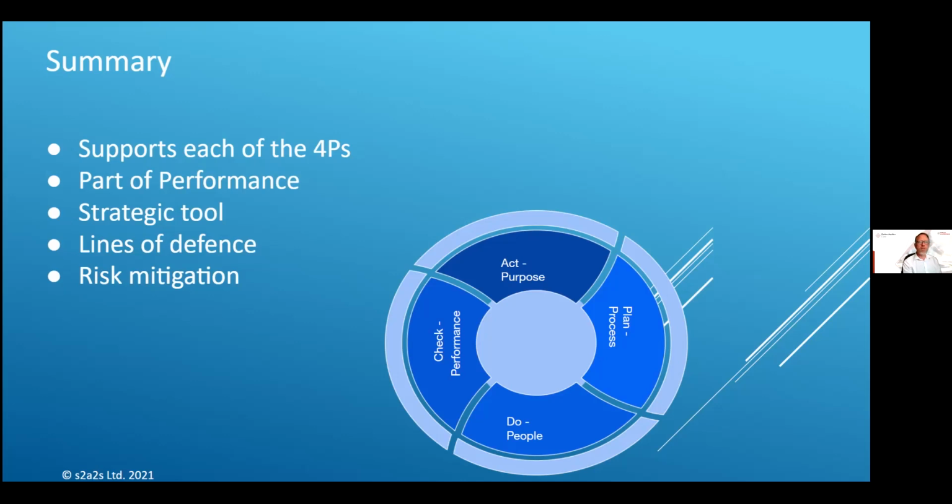So in essence, that's the purpose of the presentation. The audit is there as a strategic tool to manage the risks within the organizations. We just need to use it well.